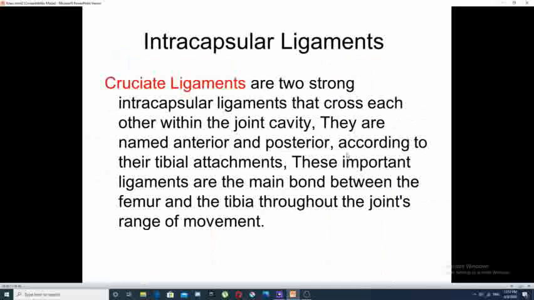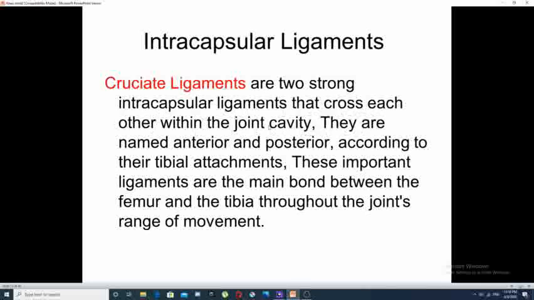The second type of ligaments of the knee joint are the ligaments that lie inside the capsule of the knee joint, and they are called intracapsular ligaments. These are two ligaments called cruciate ligaments. So cruciate ligaments are two strong intracapsular ligaments that cross each other within the joint cavity.